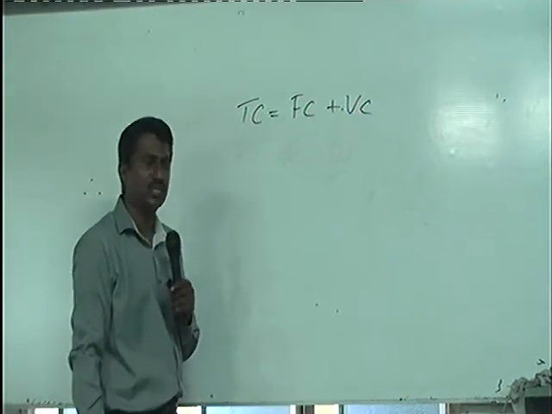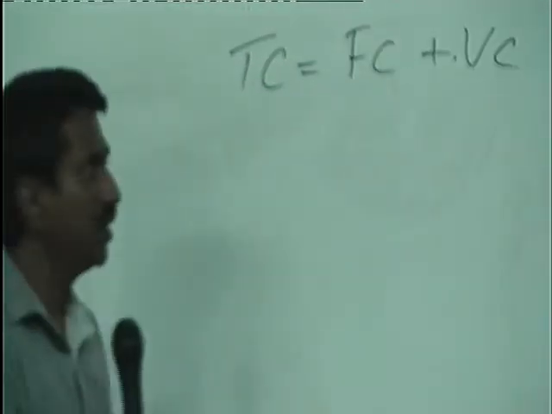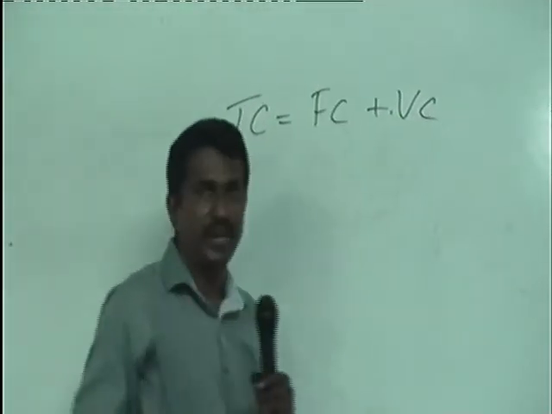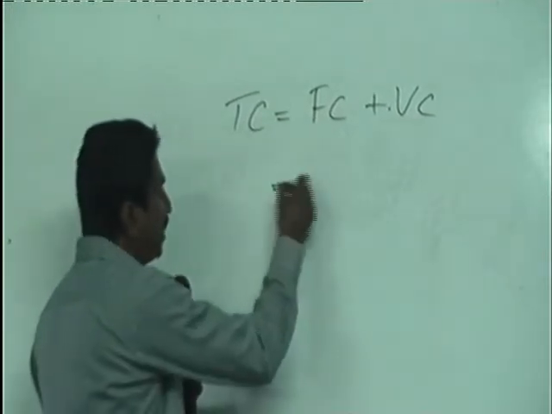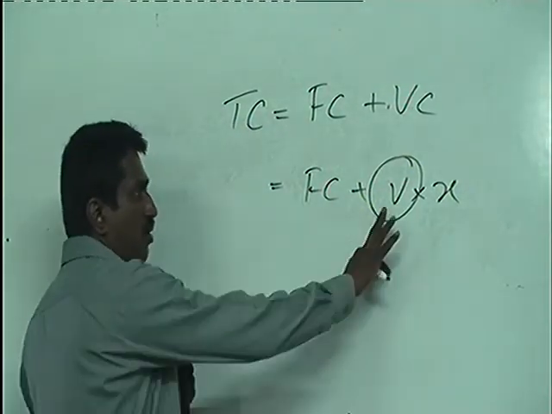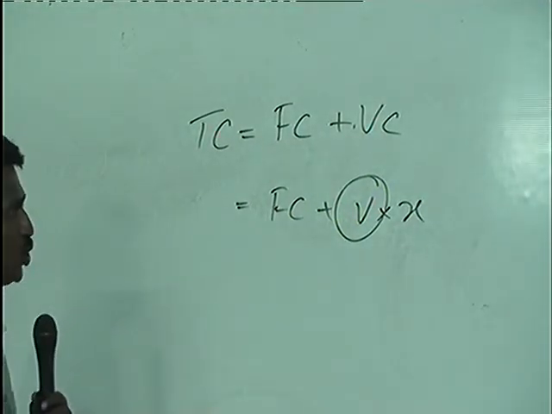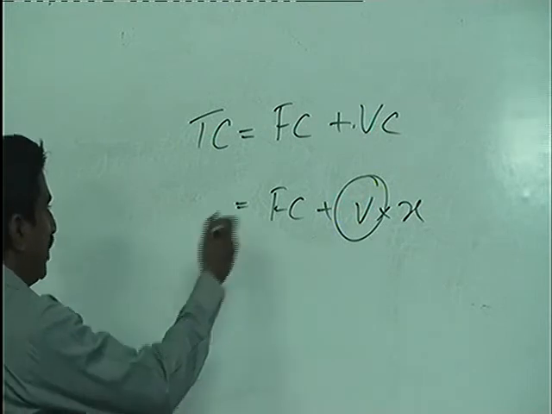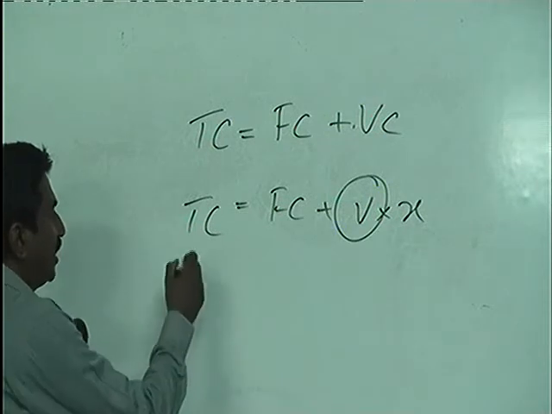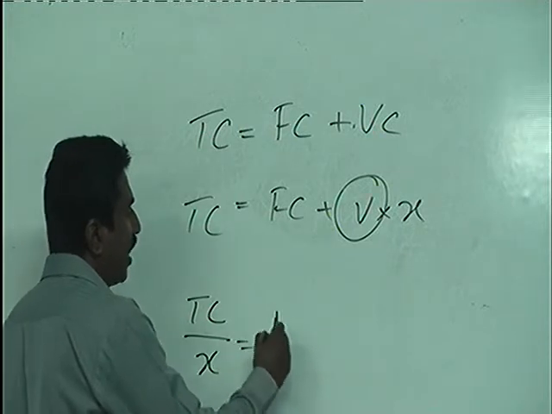So we define the fixed cost. The fixed cost does not depend on the number of units you produce. But variable cost strictly depends on the number of units. So we separate again: the fixed cost plus variable cost per unit into number of units. So we did the total cost function like this. Then we say if you divide the total cost by the quantity, you are getting average cost.